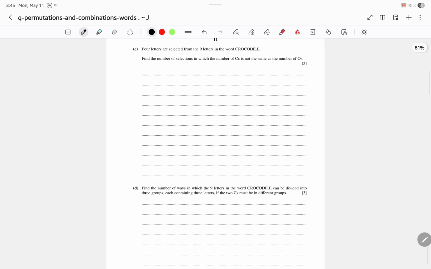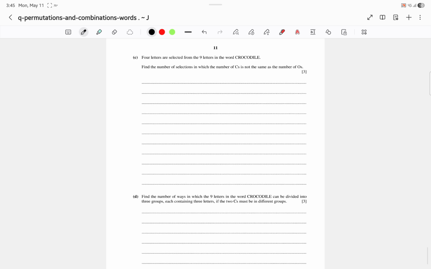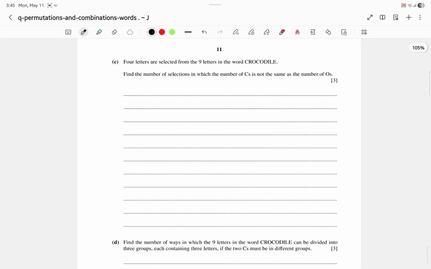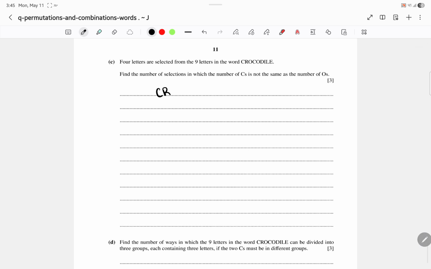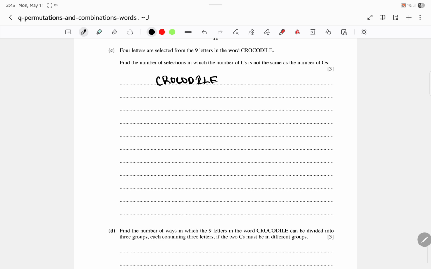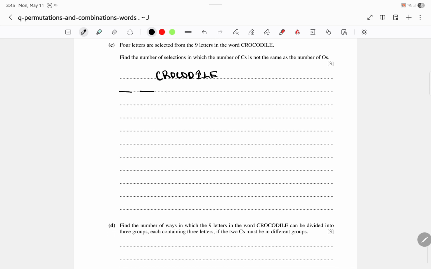Now, moving on to part C. 4 letters are selected from the 9 letters in crocodile. So let me just write crocodile here real quick. Four letters, so 1, 2, 3, 4. Find the number of selections. Selections, guys. It's going to be combination, not permutation, because arrangement doesn't matter here. Find the number of selections in which the number of C's is not the same as the number of O's.